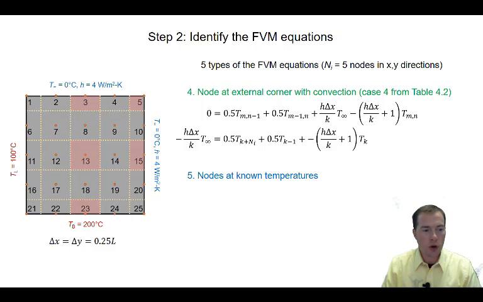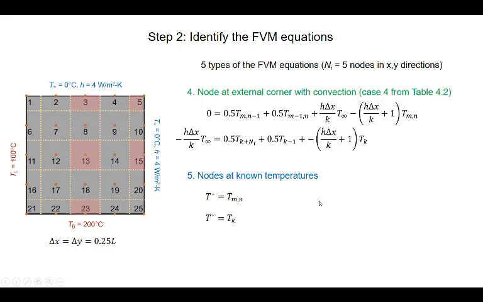Finally, we have nodes that are at known temperatures. This represents nodes 1, 6, 11, 16, 21, 22, 23, 24, and 25. The equation for nodes at known temperature is the simplest. We simply set the nodal temperature to the known temperature T star. Mn is replaced with the kth node, and we either put in Tb for nodes that are at the bottom surface, or TL for nodes that are at the left surface.